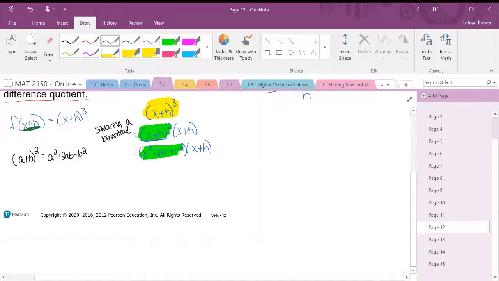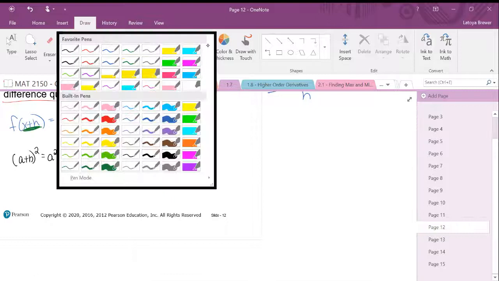Now I have to use my distributive property. I mean, technically that's what I was doing all along. I just gave you your shortcuts to kind of cut a few steps out. But your distributive property here, let's pick a color. Let's use purple. What I'm going to do first is multiply each one of my terms there by x. So that will give me x cubed plus 2x squared h plus xh squared.